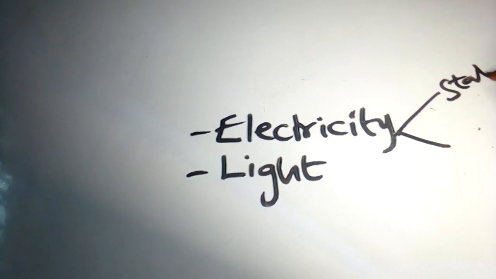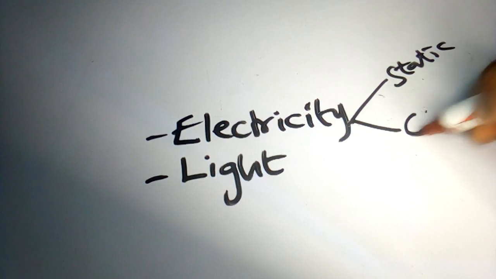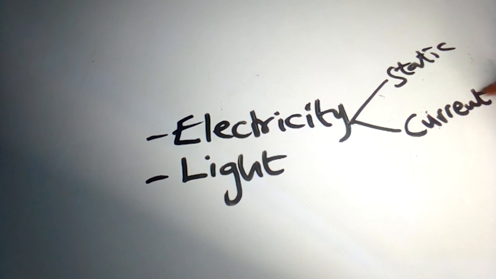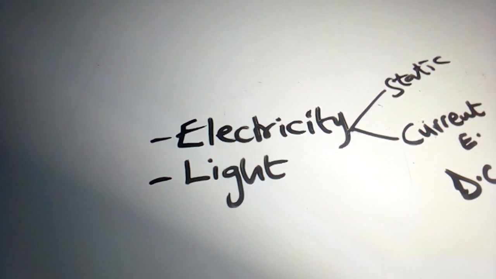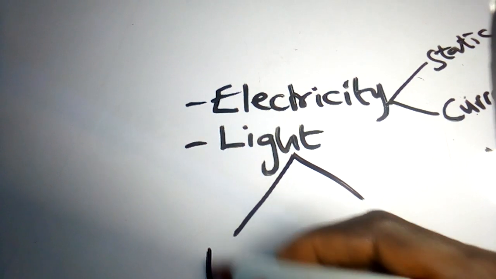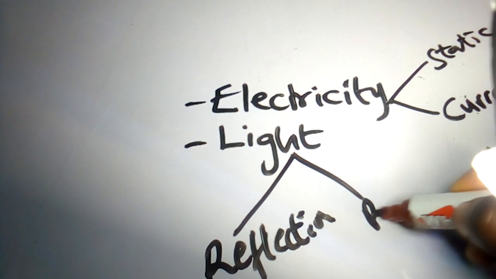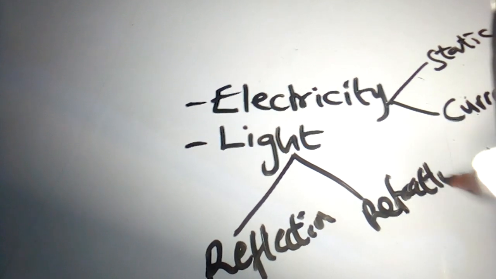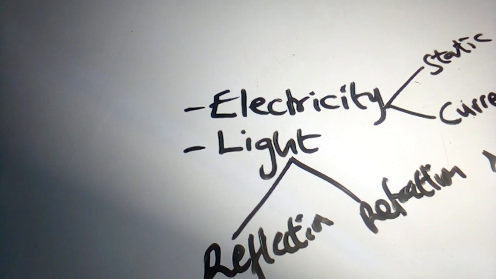Under static, we talk about Coulomb's law of electrostatics. Then we talk about current electricity, and that is going to be on DC. We're just going to restrict ourselves to DC. Under light, we'll talk about reflection and refraction. So these are the ones we're going to talk about in this video. So let's start with electricity.